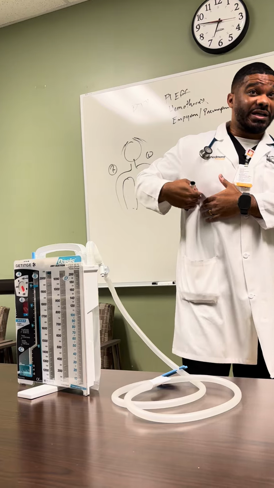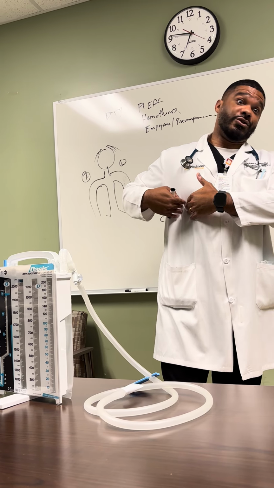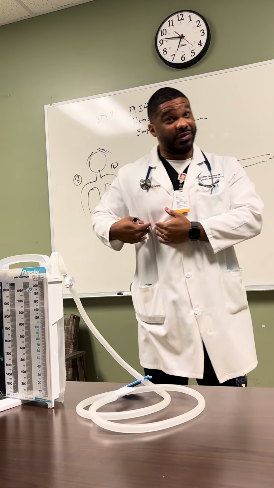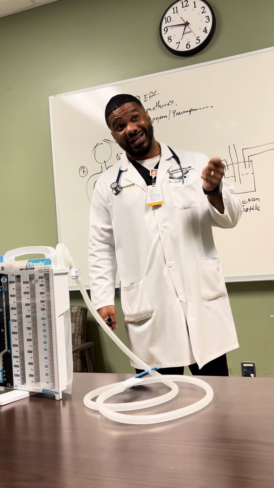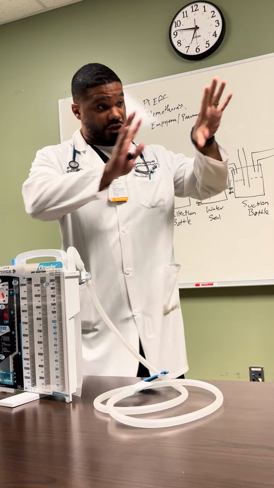So you want to look at the dressings, you want to make sure that the dressings are not saturated, there's no blood coming out of there. You want to make sure that the chest tube is not dangling from the chest wall. I've seen that a couple of times. So you want to start there.